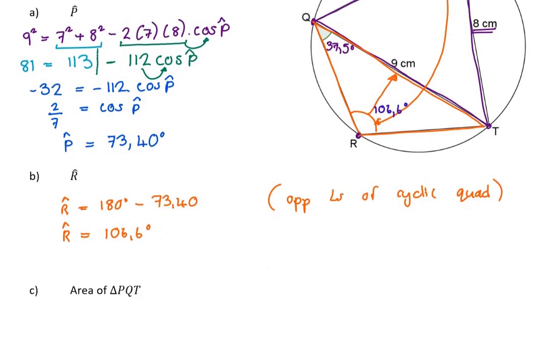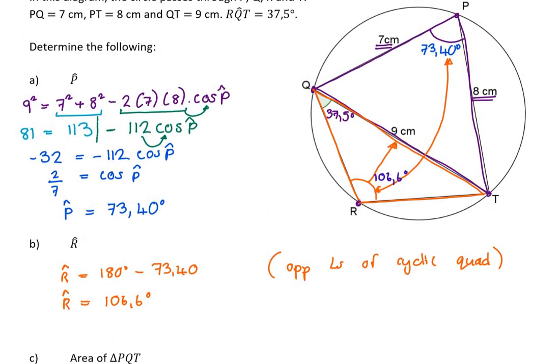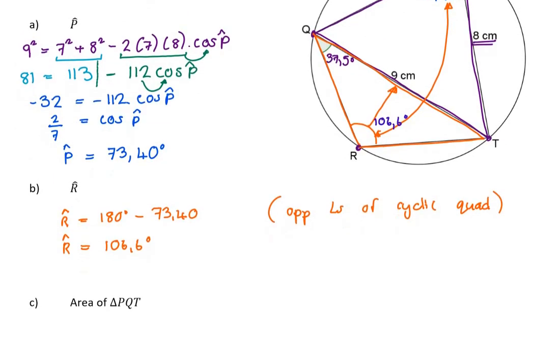Now the next question says the area of PQT. Now PQT is the top triangle, and that's fairly easy because we were given the two sides and the included angle. So the area is a half side times side. I suppose we weren't given the angle, but we found the angle. The angle was 73,4. And you can use the rounded off version because this is a new question. So that equals 26,83, and this will be centimeters squared.